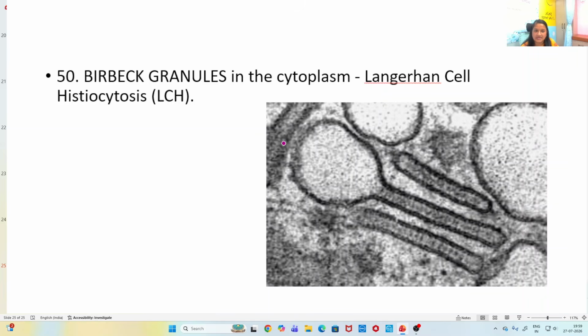Birbeck granules in the cytoplasm are seen in Langerhans cell histiocytosis or histiocytosis X, as it is also called. You can see here the tennis racket shape. Okay, this is seen in the cytoplasm of the dendritic cells in the skin and mucosa. This particular structure is called Birbeck granules. Over here you are seeing the electron microscopy picture of these Birbeck granules. So this is seen in LCH or histiocytosis X.